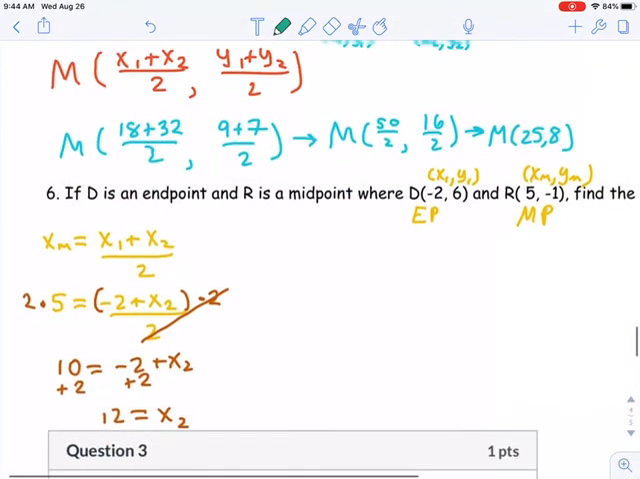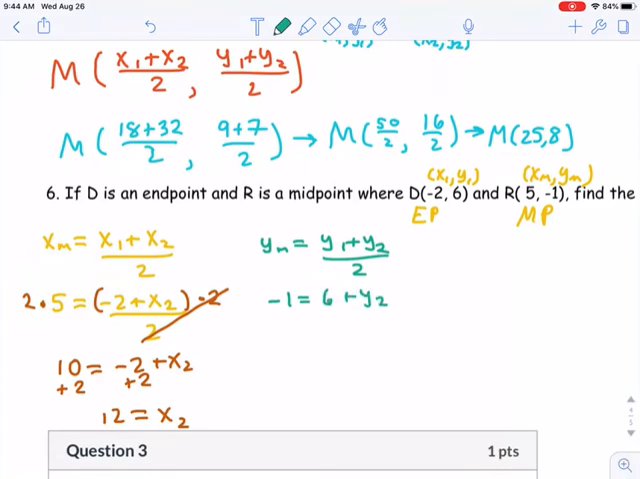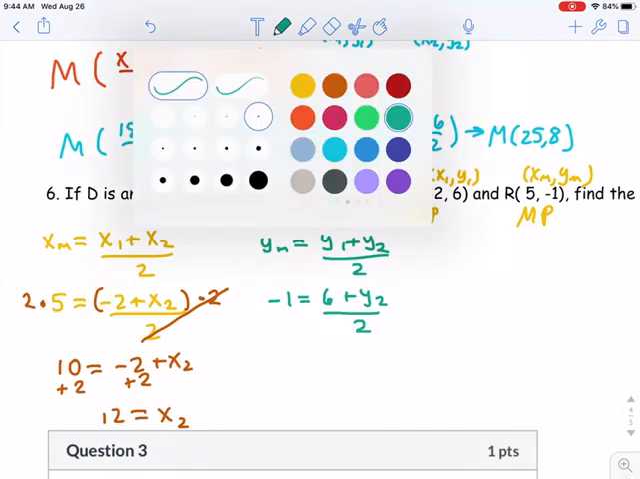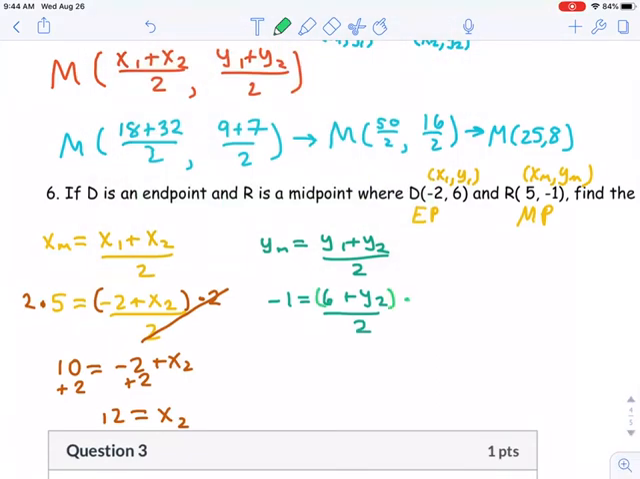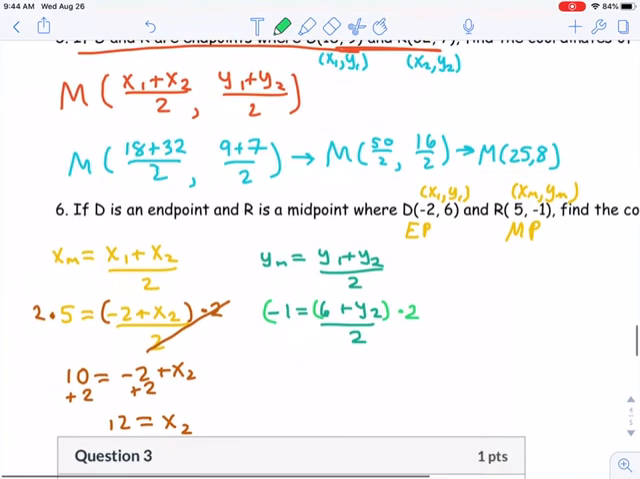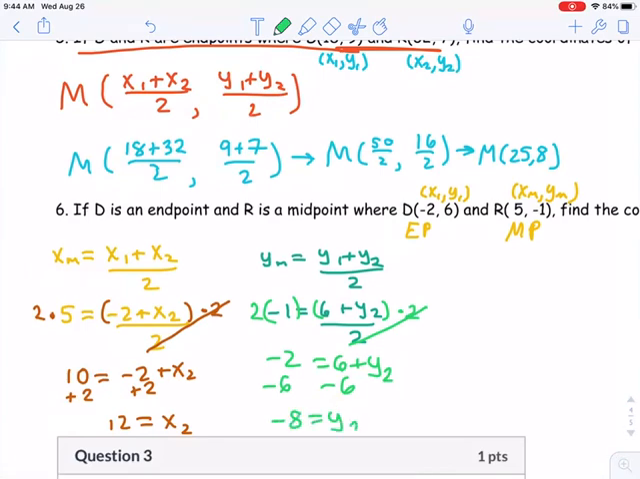Same thing over here for my y's. You get the midpoint of y equals y sub 1 plus y sub 2 divided by 2. We're going to get -1 equals 6 plus y sub 2 divided by 2. And again, let's be very careful, very tedious. Put parentheses around all that junk. Don't distribute on this right-hand side because they cancel out. That was the whole punchline. Subtract 6 from both sides, and we're going to get -8 equals y sub 2.